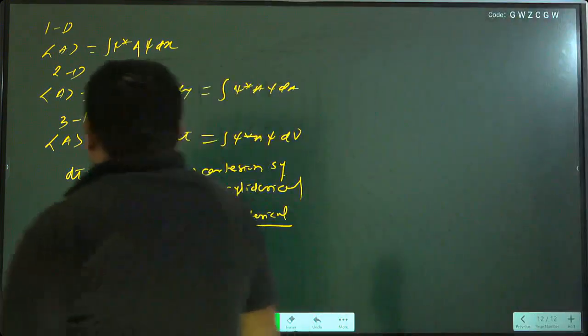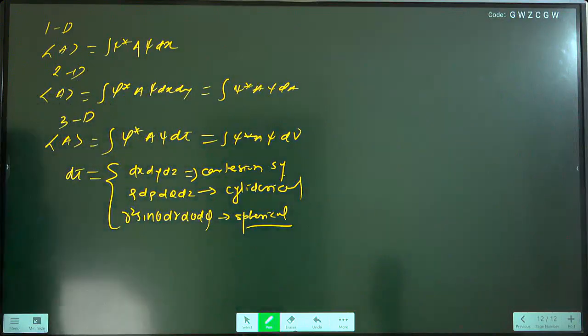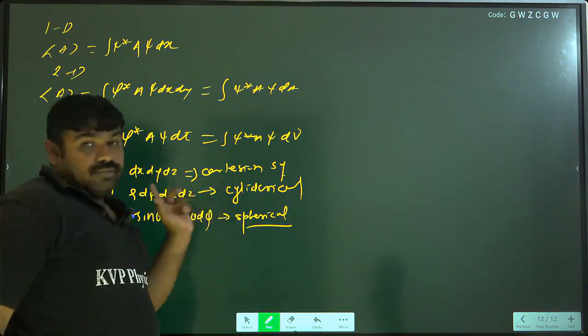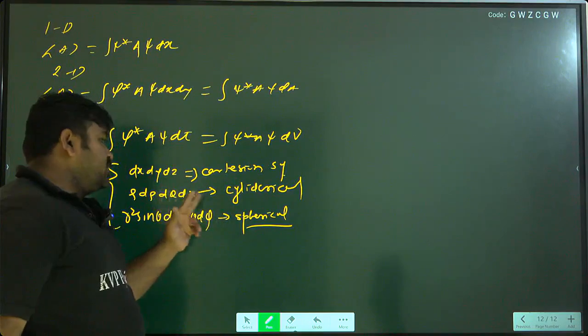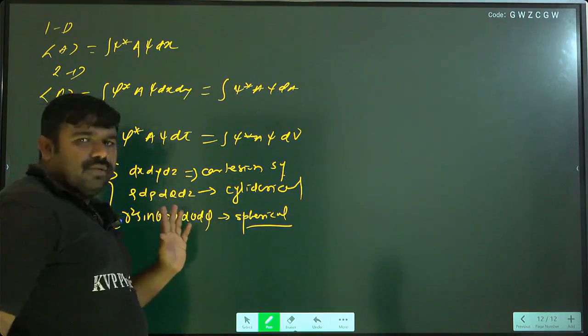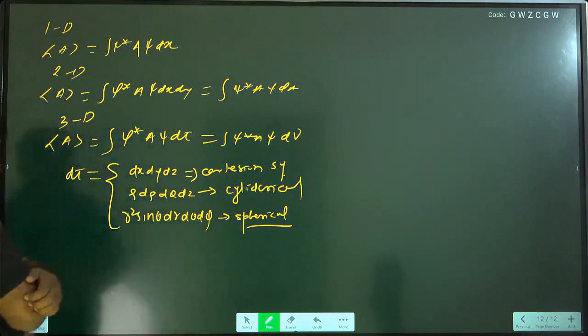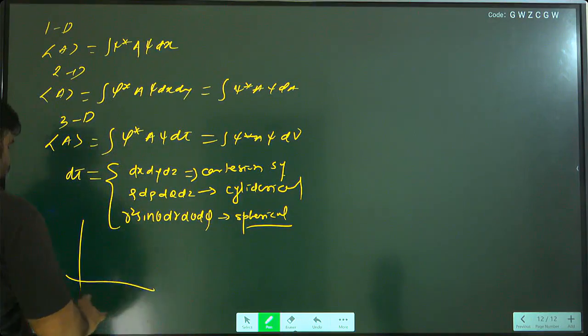What is the d tau value? D tau is equal to dx dy dz in a Cartesian system. If the system is cylindrical, then d tau is equal to rho d rho d phi dz, and if the system is spherical, these are the length elements. If the system is Cartesian, then along how many directions is the particle moving?